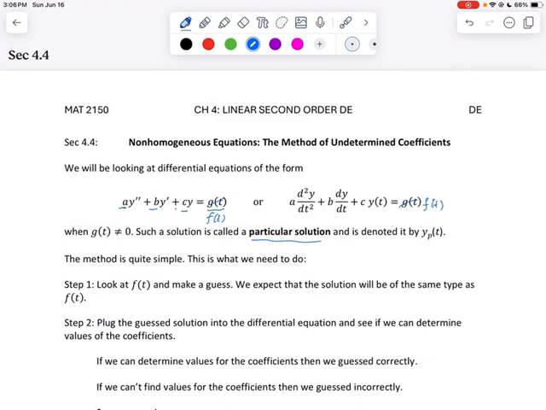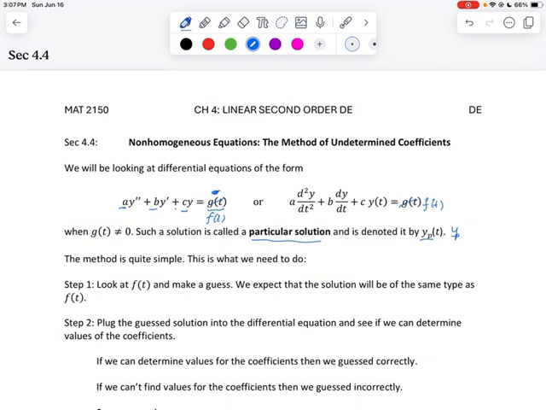So here A, B, C are constants. In 4.2 and 4.3, the homogeneous case, we had a 0 on the right hand side, but now we are looking at functions which are not 0. In that case the solution will be called a particular solution, and we denote it by y sub p. It doesn't have to be y sub p of t, it could be y sub p of x or whatever the independent variable is, or even if you just write yp, that will be fine.